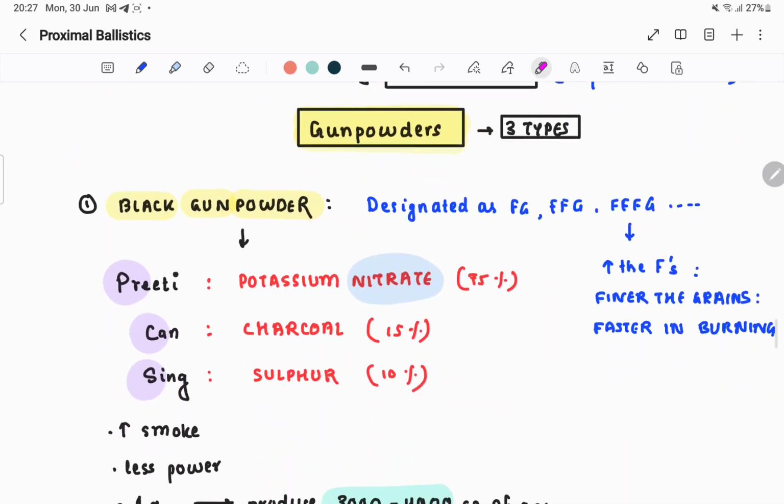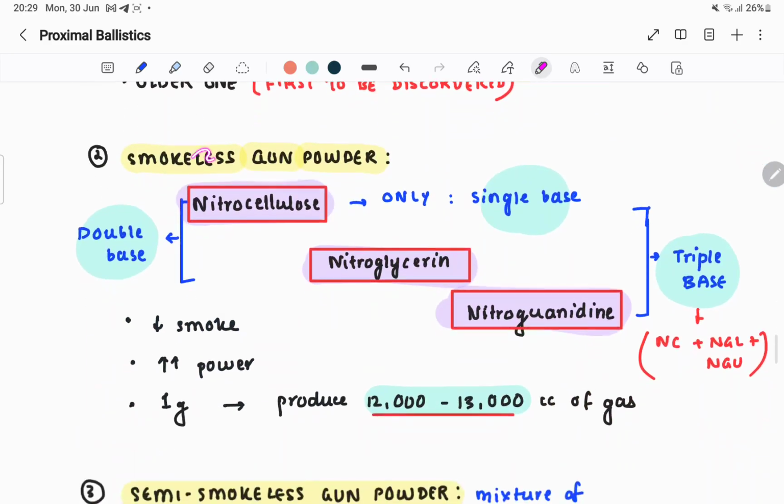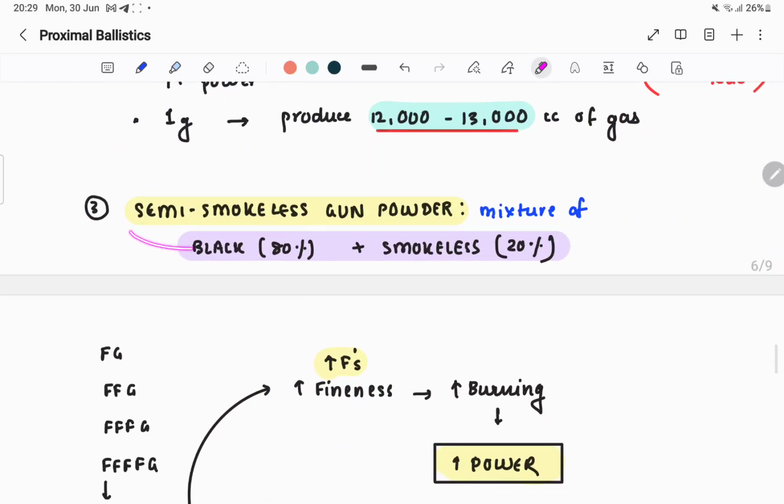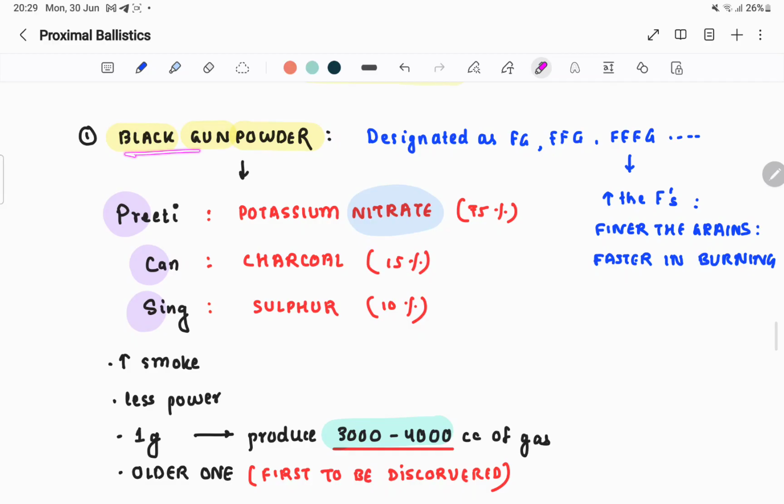Let's talk about gunpowders. We have three types of gunpowder: black gunpowder, smokeless gunpowder, and semi-smokeless gunpowder. Black powder is designated as FG, FFG, FFFG, and FFFFG. The more the F, the finer the grain and the faster the burning.